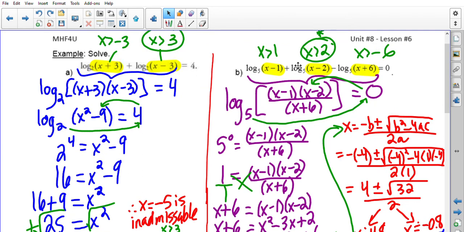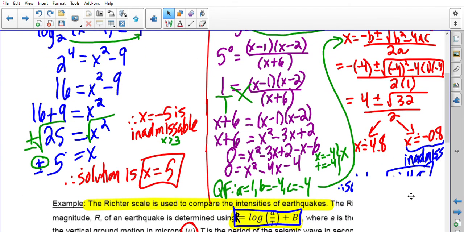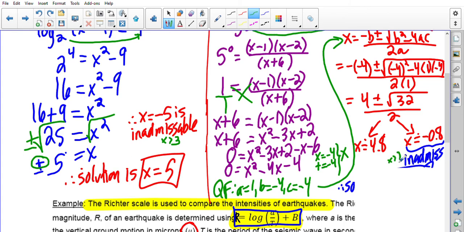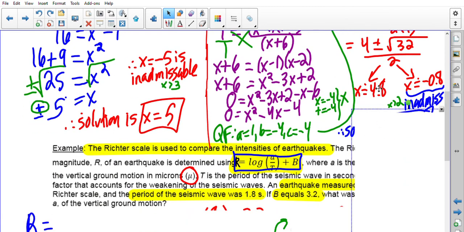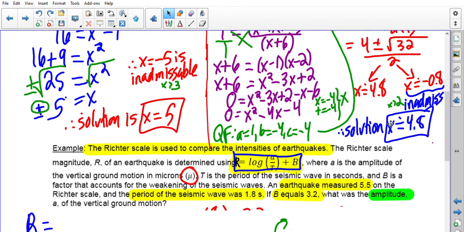So we go back up and remind ourselves that x must be greater than 2, so therefore we classify this one as inadmissible. X must be greater than 2. That means the only solution is the 4.8. So x is approximately 4.8.